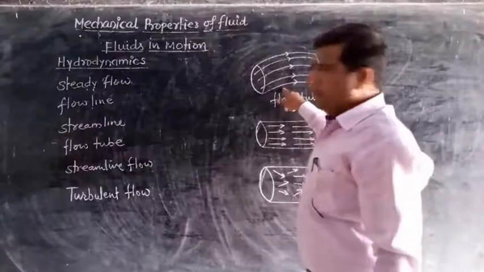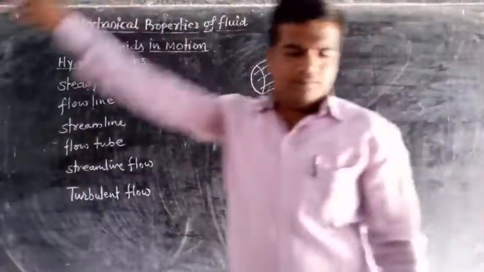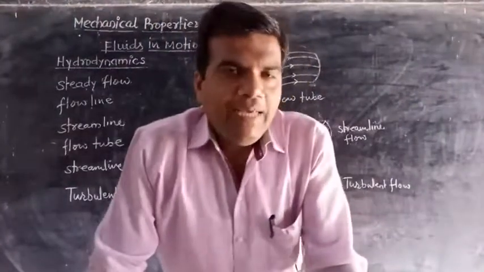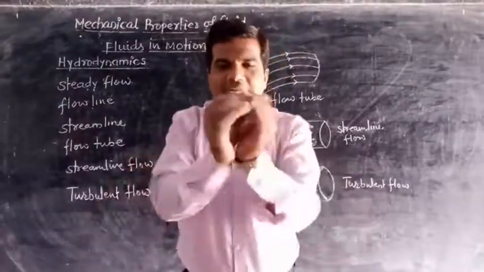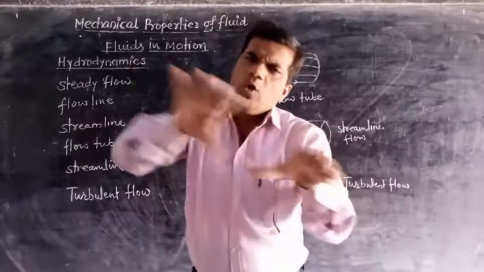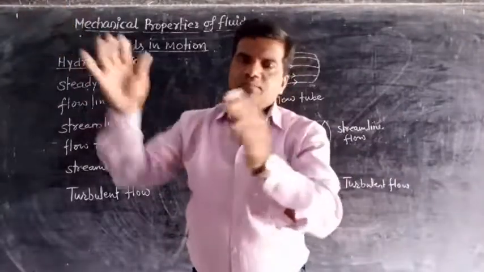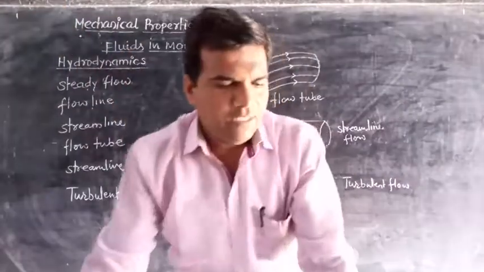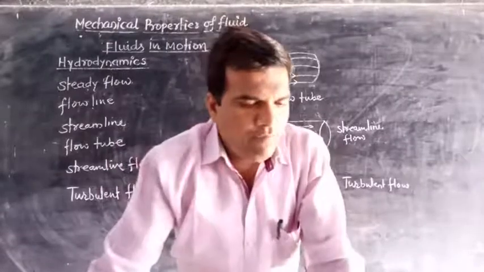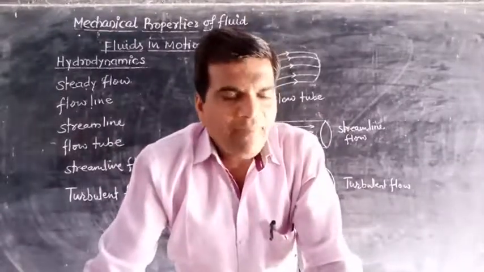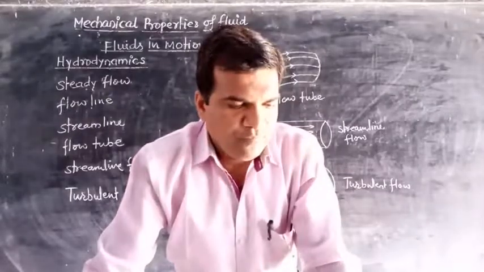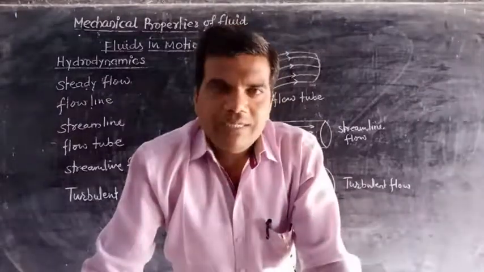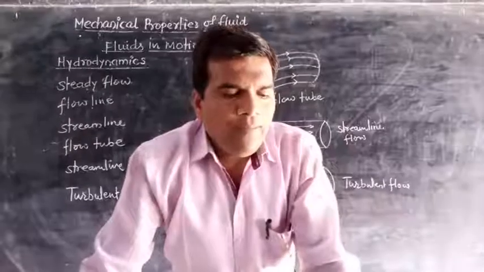Then flow tube. This is flow tube. This is an imaginary tube. So flow tube is an imaginary bundle of flow lines. There are so many flow lines. The imaginary bundle of flow lines bounded by an imaginary wall is called flow tube.